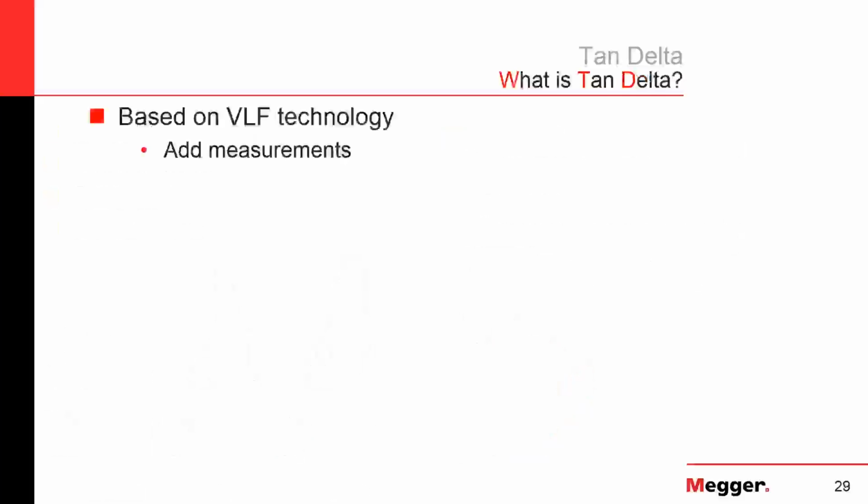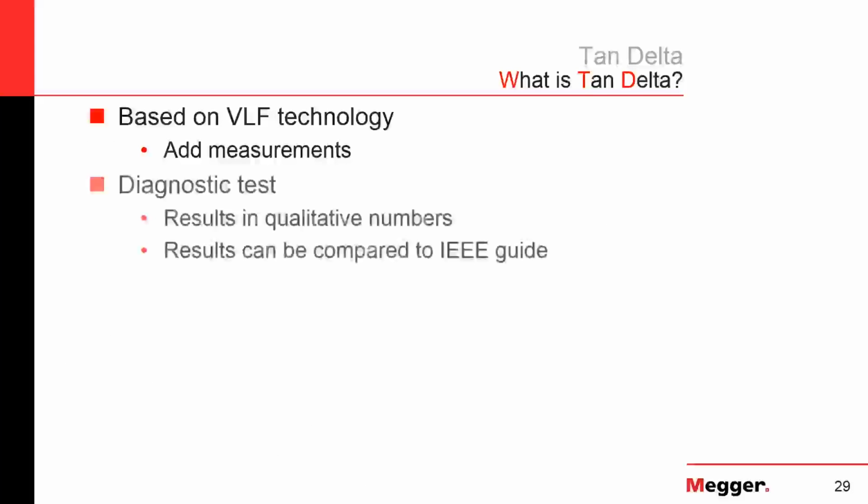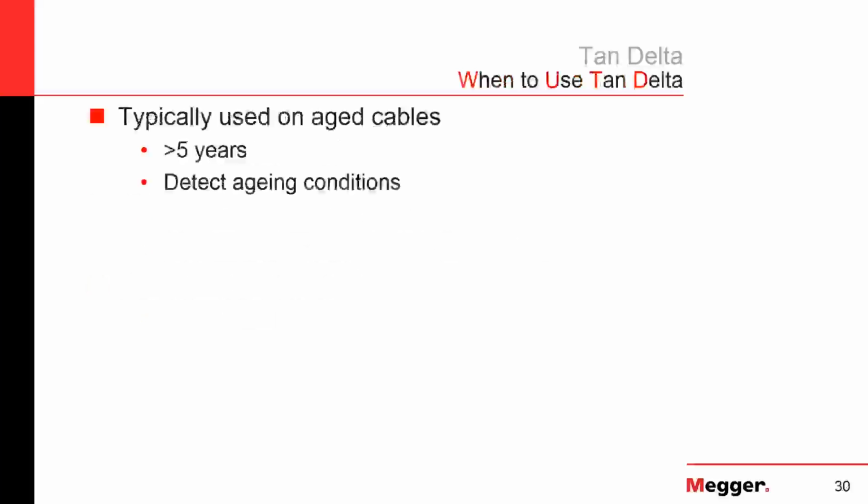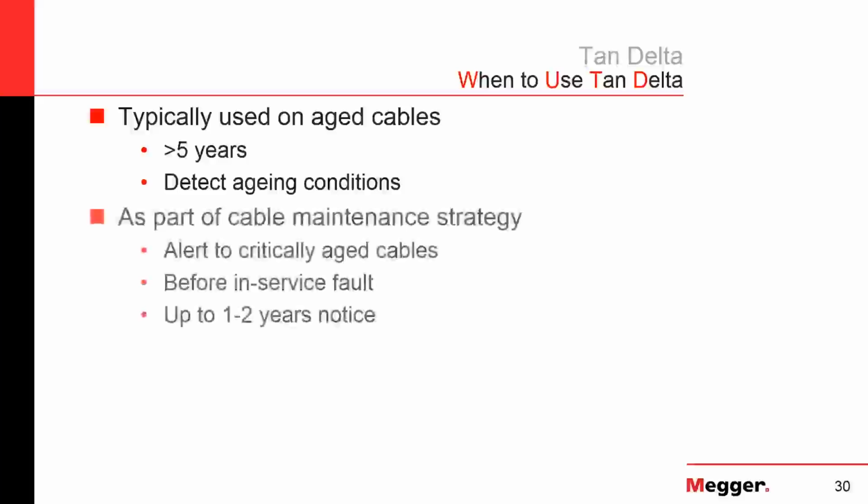So what is Tan Delta then? We use the VLF technology as a power source, but then we add measurements to it. And this is a qualitative test that results in numbers that we can compare to the IEEE guide. And there's a test method that's prescribed in IEEE 400.2. We typically use Tan Delta testing on aged cables, cables that have been in the ground for more than 5 years. If you want to use it on your new cables, go ahead, that's no problem, but it's typically used on aged cables.